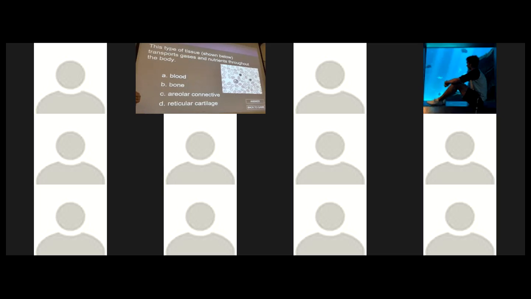This type of tissue, there's an image, transports gases and nutrients throughout the body. Let me know if you want me to put you in your breakout groups. I can at least do that for this part. Yes, please. All right, you're going in.